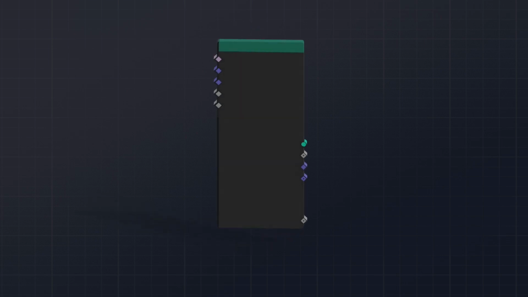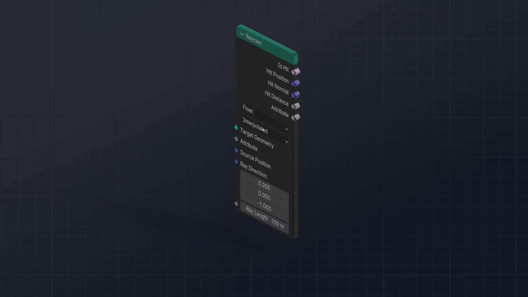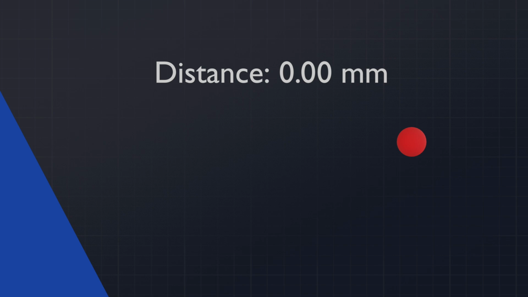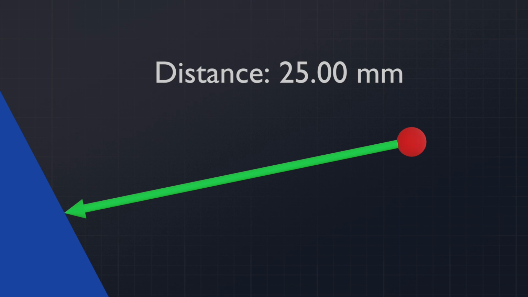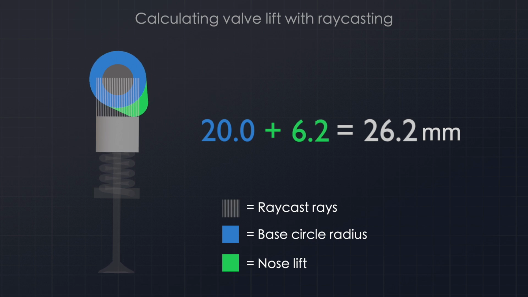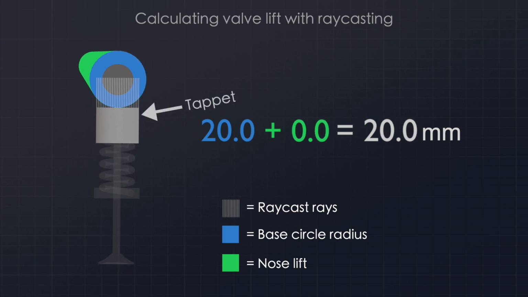But thankfully, Geometry Nodes has an incredibly useful node that can measure distances between meshes called the raycast node. I like to think of a raycast as sort of like a tape measure where you start at a point and then it casts a line in a direction until it hits something, and then it just measures how far that line is. To implement this into a camshaft system, I put the raycast at the center of the cam and then pointed it towards the tappet, which is the part of the valve system that the cam lobe actually physically touches.